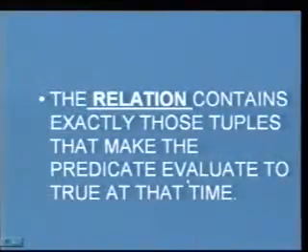The substitution S name is equal to Paul, status equal to 20, city is equal to Delhi yields a proposition that is true. But the substitution S name equal to Amit, status equal to 15, and city equal to Kolkata yields a proposition that is false. Basically, what is important is this: a relation always consists of exactly those tuples that make the predicate evaluate to true at that time.